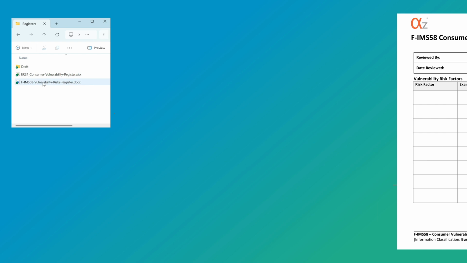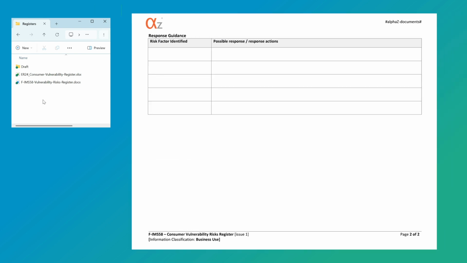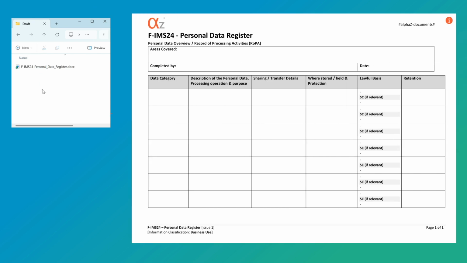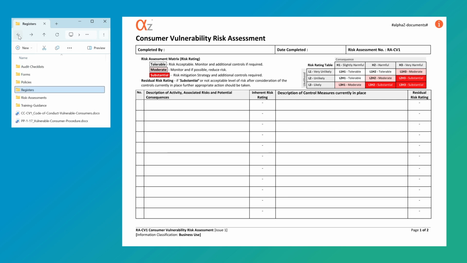A risks register is also included, which is used for logging relevant vulnerability risk factors, examples, a significance rating, and triggers and signs for the risk factor, including response actions for staff. A draft personal data register is also included, which tracks all personal data processed by the company. The toolkit includes a consumer vulnerability risk assessment, which is completed to detail all potential risks faced by vulnerable consumers, the consequences, inherent risk rating, the controls in place, and a residual risk rating.